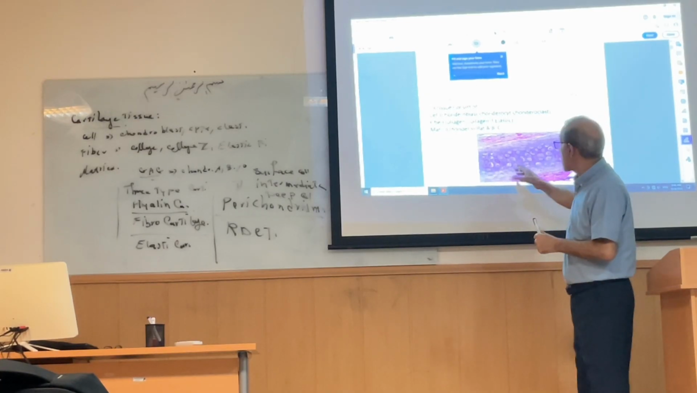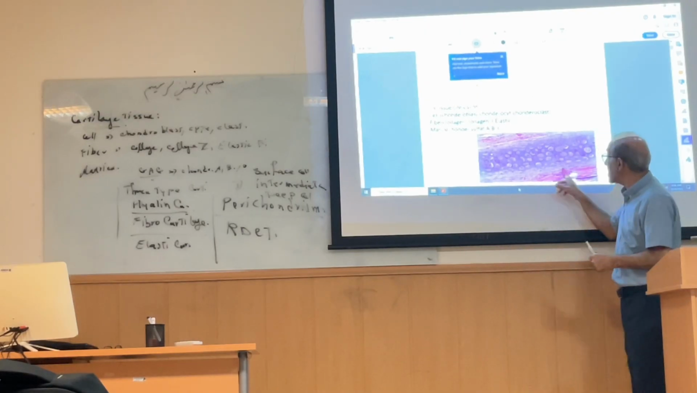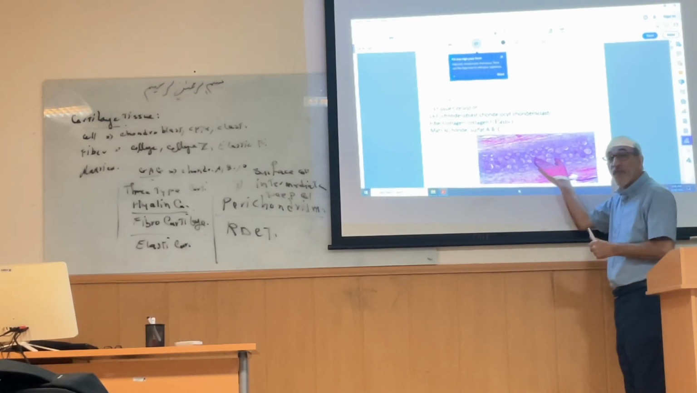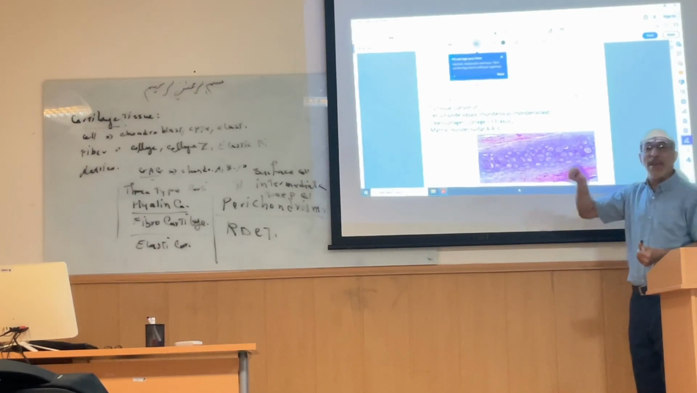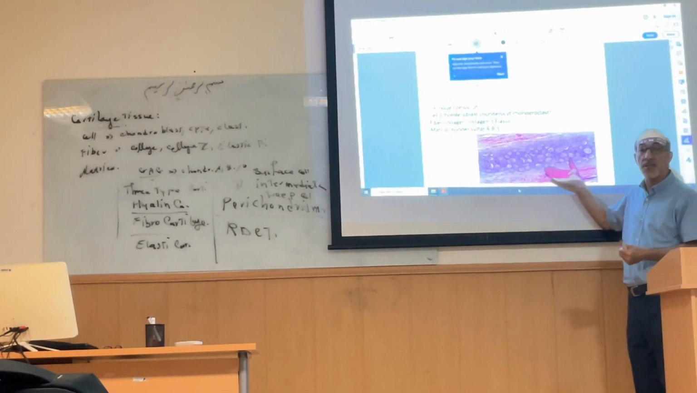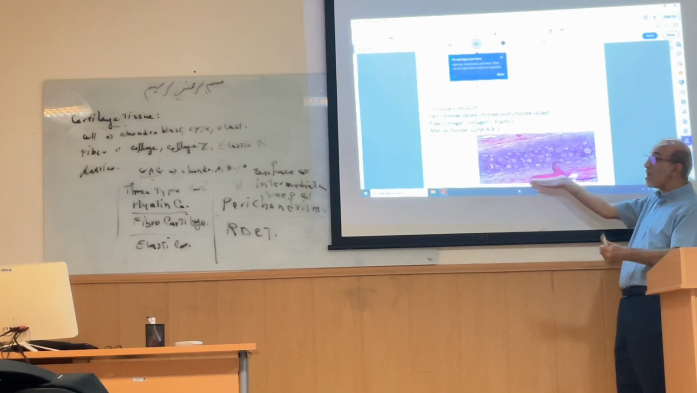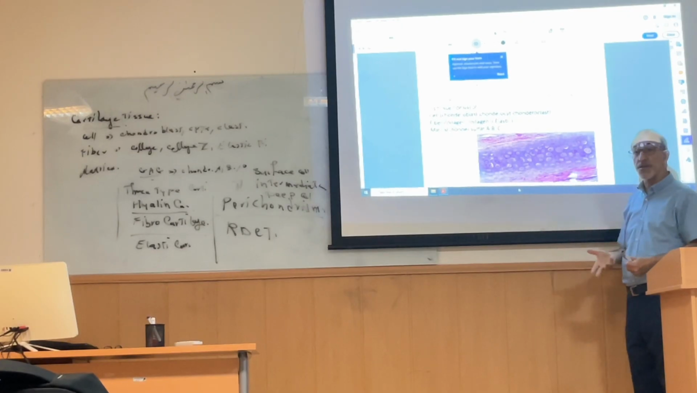What is the type of cartilage? This is hyaline cartilage. Why? You cannot see fiber in the matrix. Collagen type 2 isn't observed by light microscope. This is hyaline cartilage. Hyaline cartilage is in the vestibule of the nasal cavity. Nasal cavity, in this part. Very good.